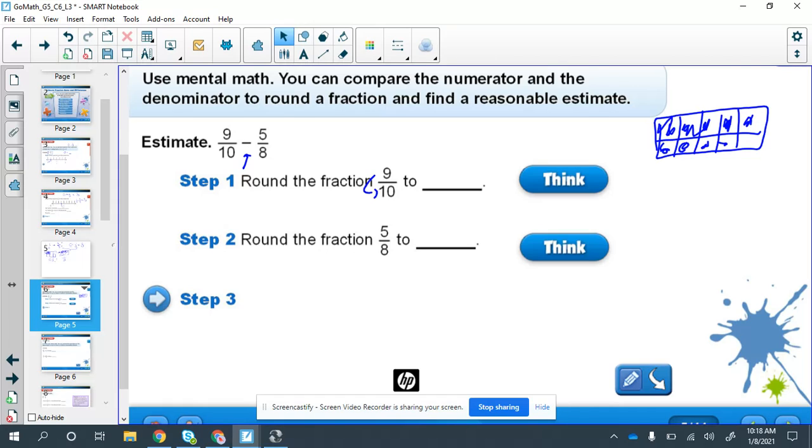And because 9 is almost 10, it means that we're only missing one box, which means that this model is almost full. So that's 1.